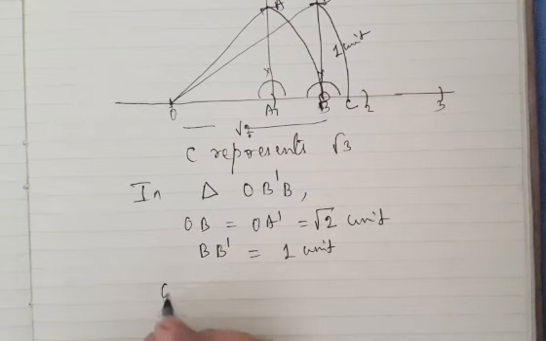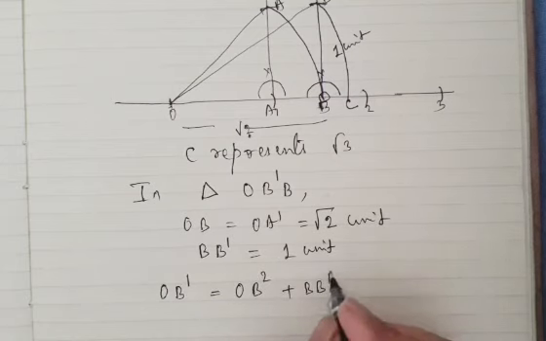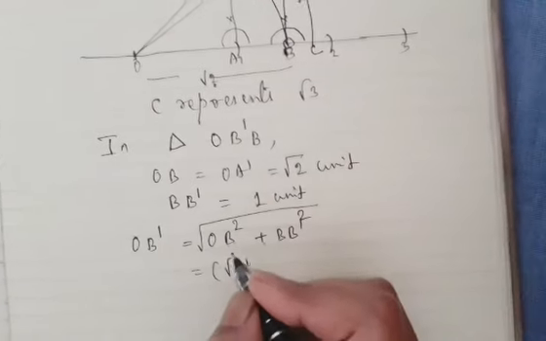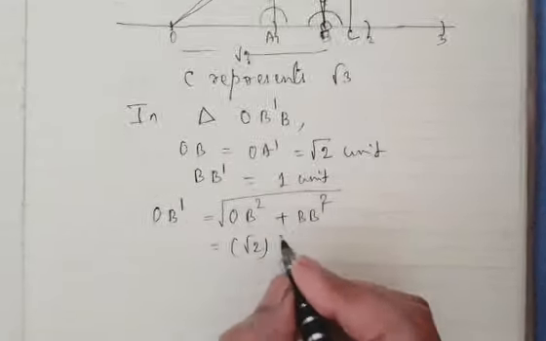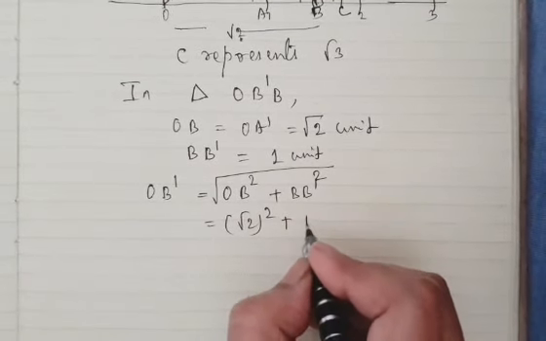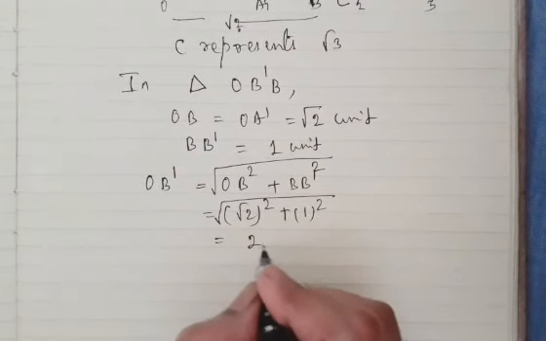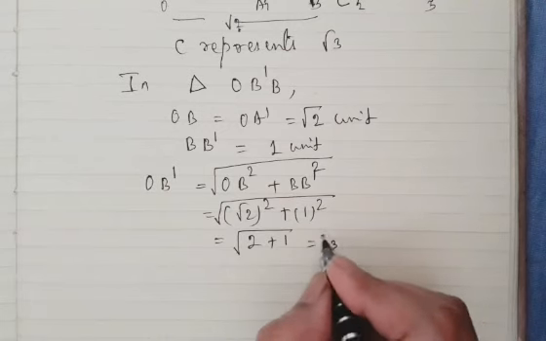So we can say OB dash equal to the square root of OB square plus B dash square. That is the square root of 2 square plus 1 square, that is the square root of 2 plus 1, which is equal to root 3.